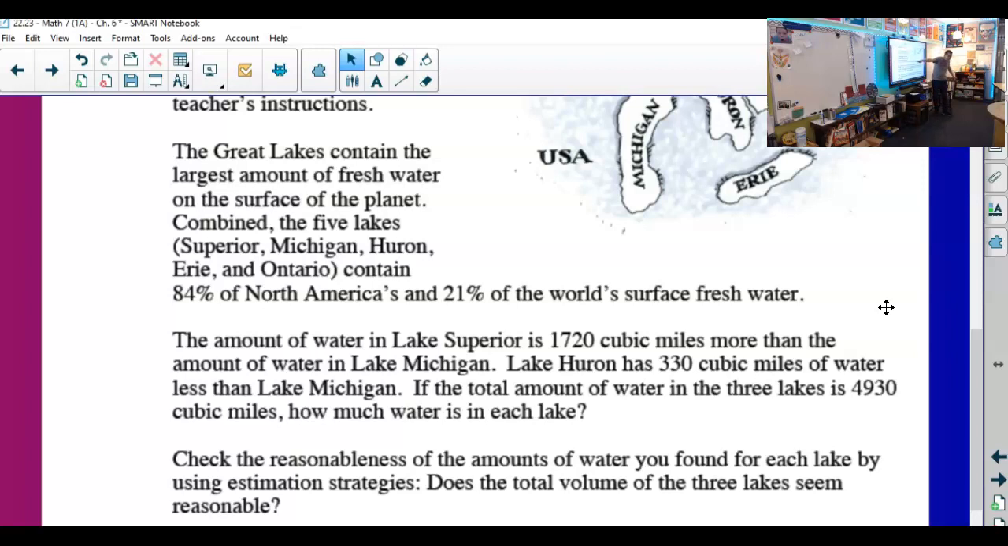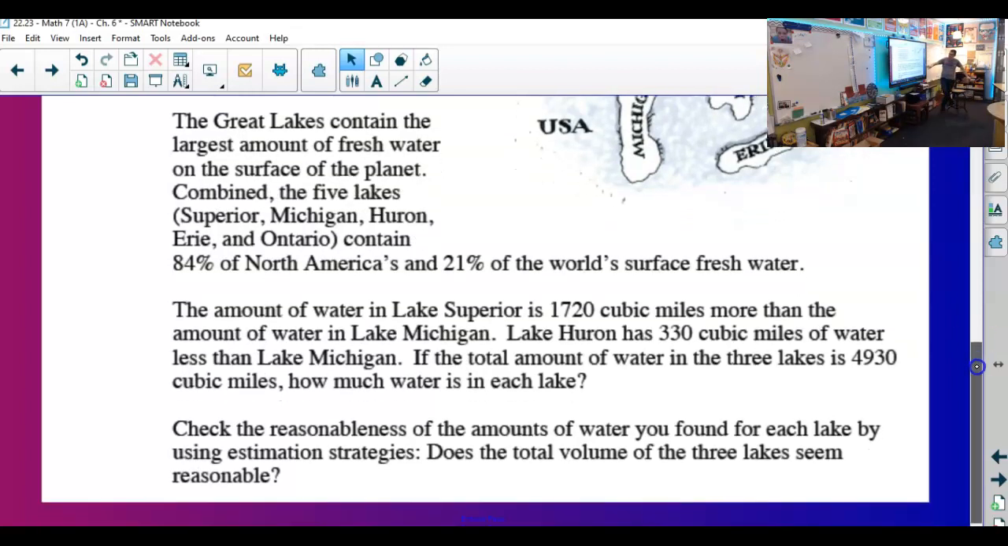So, 21% of the world's freshwater, right? We're not talking about oceans, we're not talking about salt water, but 21%, that's like a fifth. These 5 lakes contain a fifth of the world's fresh water. It's pretty crazy. All right, go ahead and continue, June.